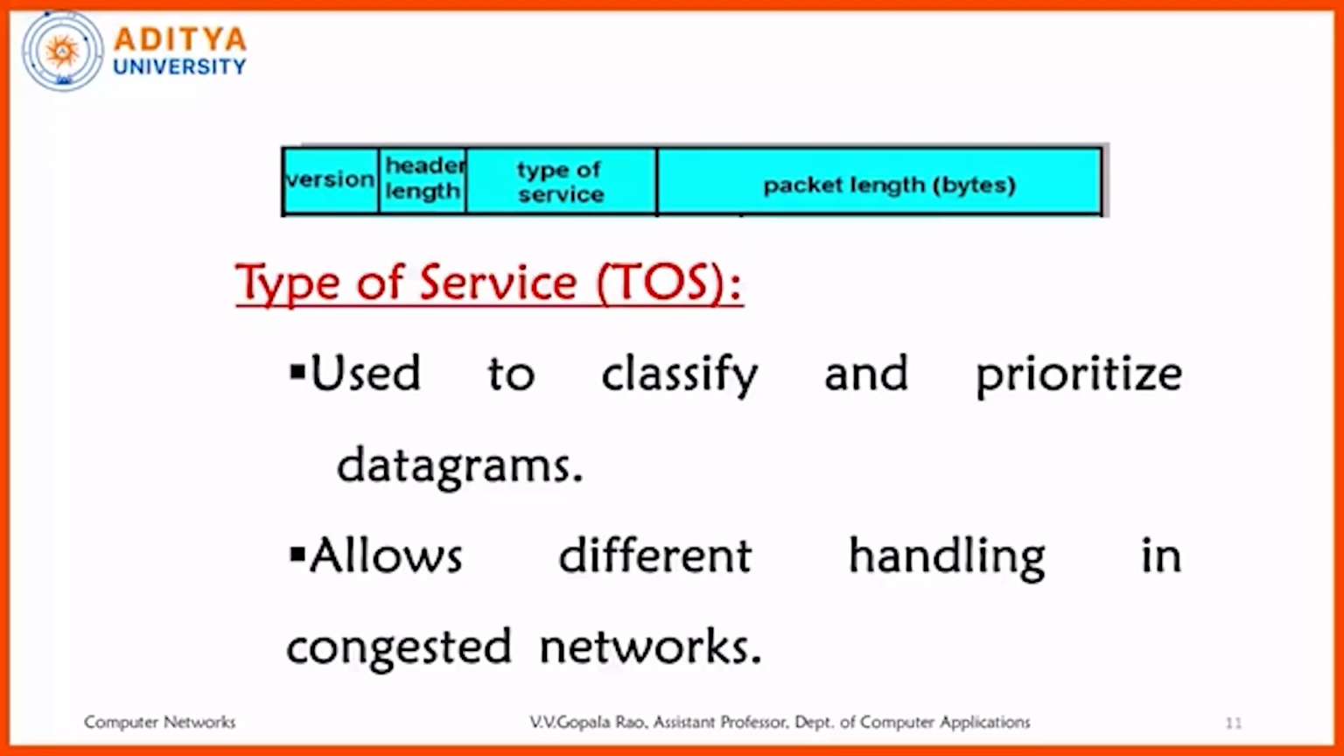Suppose it is 1, so the throughput is high. If it is 1, the cost factor is high. If it is 1, the reliability is high. So whenever the bit is 1, it always says that that factor is high. That means basically the service may be of reliability, it may be throughput, or it may be some kind of cost.